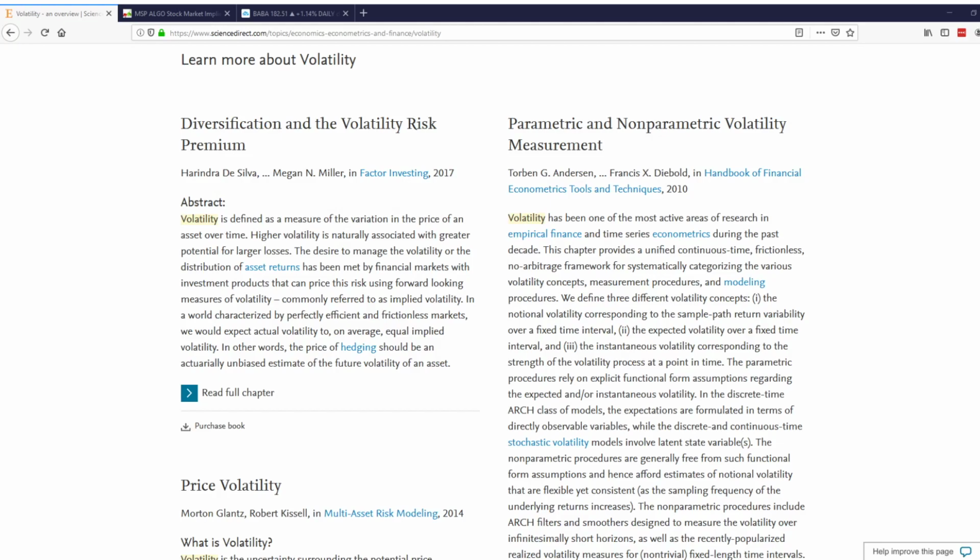Okay, the first thing you need to know is what is volatility, because this will be a strategy based on trading volatility measurements using MSP Algo, stock market implied volatility gauge.